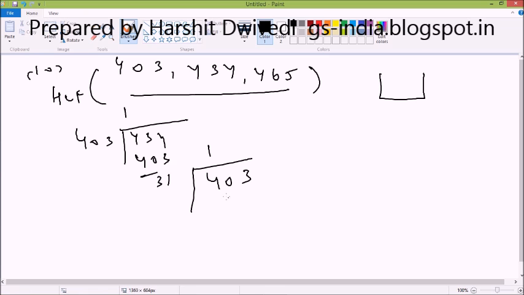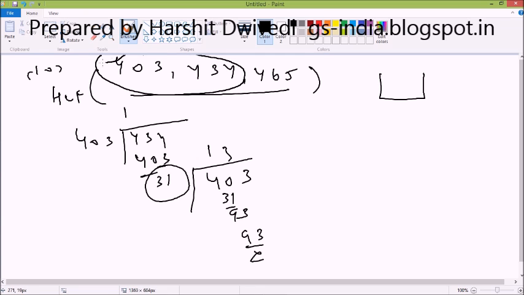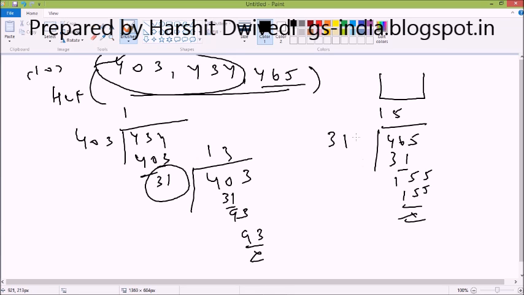Then again, I am making this divisor the dividend here, 403, and dividing by 31. It comes out as 13, with 31 times 13 being 403. So this 31 was the last divisor in the case of 403 and 434, and so obviously for 403 and 434, 31 is the largest possible divisor. Now we are going to calculate whether there is anything common between 31 and 465. If we divide 465 by 31, it comes out as 15, and 31 times 15 is 465. So obviously 31 is dividing 465 also.